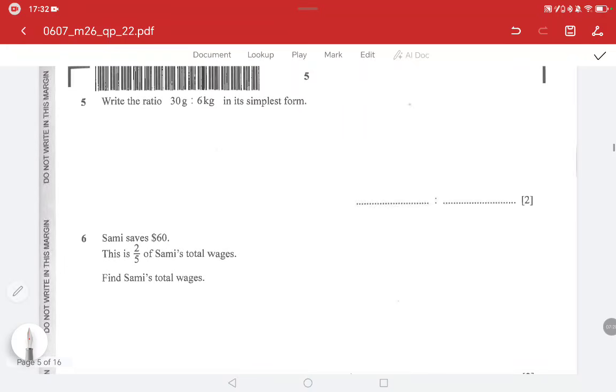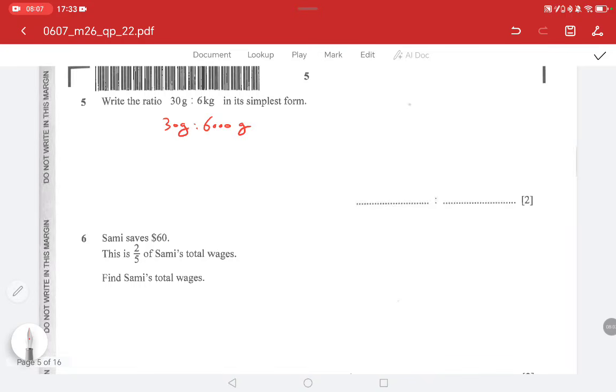Question 5. Write the ratio 30 grams to 6 kilograms in its simplest form. One of the most popular mistakes is that someone will say, I will divide both by 6. This one divided by 6 is 1, this one divided by 6 is 5, so the answer is 5 to 1. That's incorrect. Why? Because they have different units. So make both of them have the same unit: 30 grams to 6,000 grams.